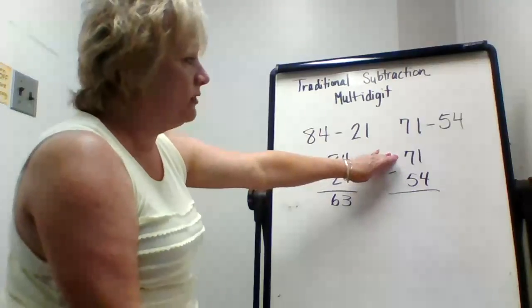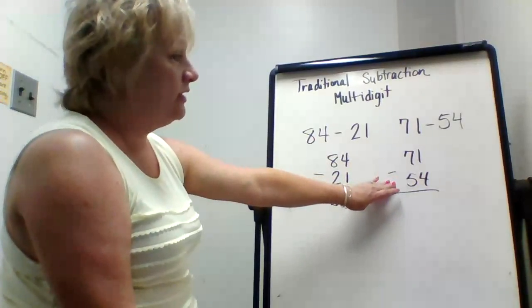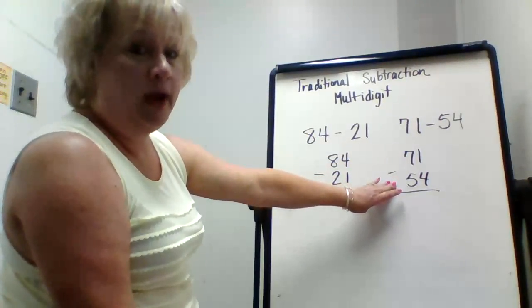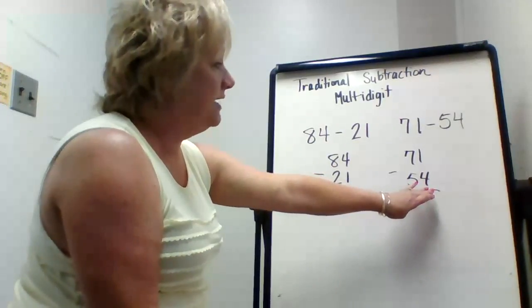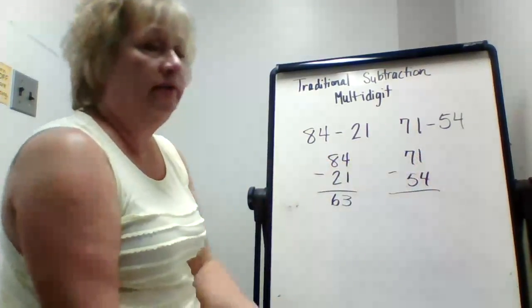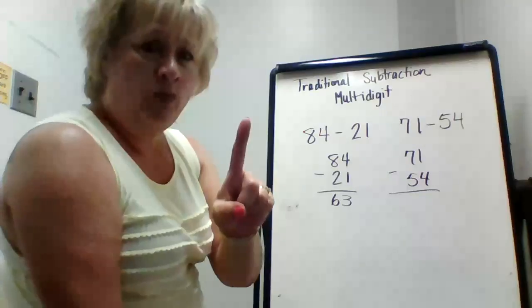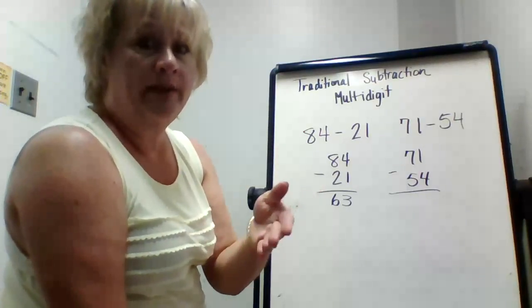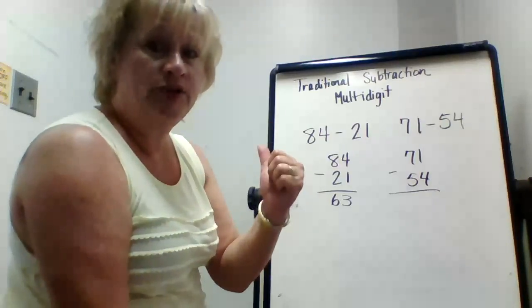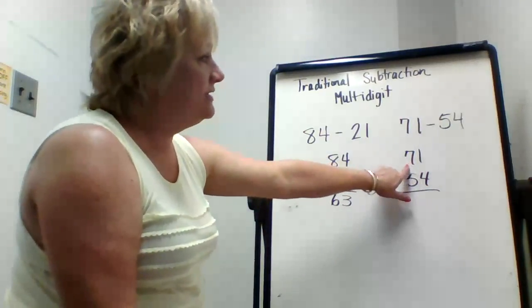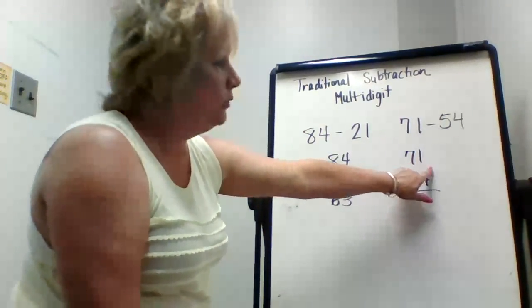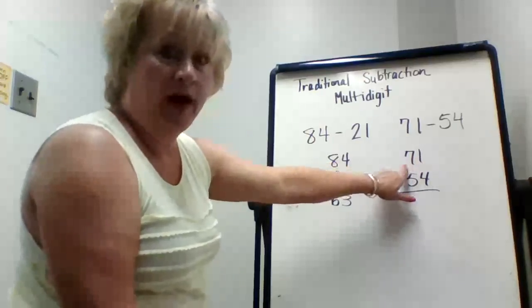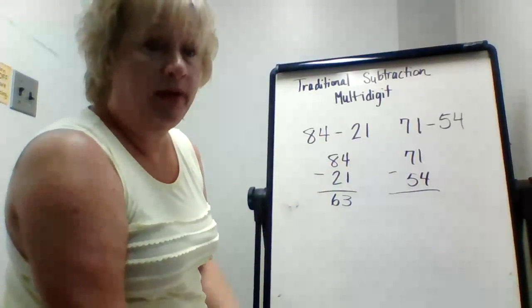All right, so my big number's on top, my little number's on the bottom, and now I need to take away. So I need to take away 4 from 1. Well, if I only have 1, how can I take 4 away from it? I'm going to have to do something. I'm going to go next door to the place that's 10 more than the one before it, which is the 10 spot, and I'm going to borrow 1 from it.